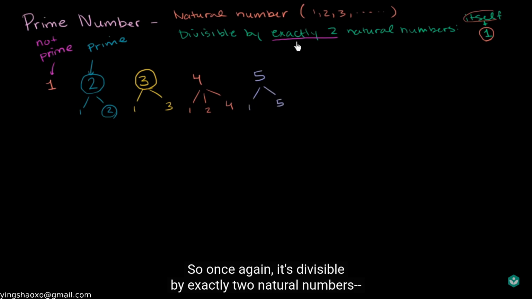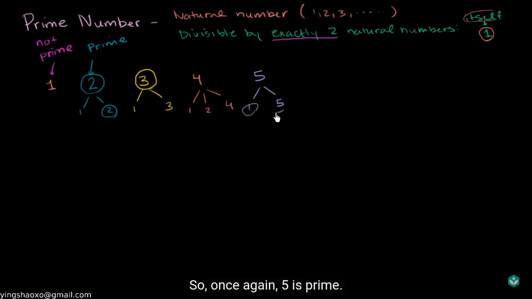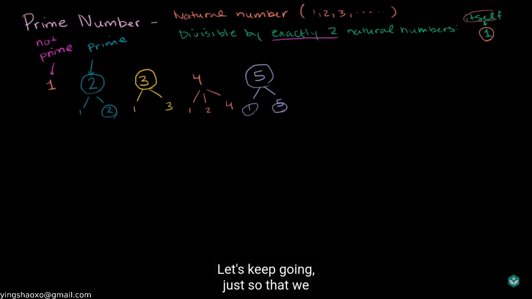So once again, it's divisible by exactly 2 natural numbers, 1 and 5. So once again, 5 is prime. Let's keep going just so that we see if there's any kind of a pattern here. And then maybe I'll try a really hard one that tends to trip people up.